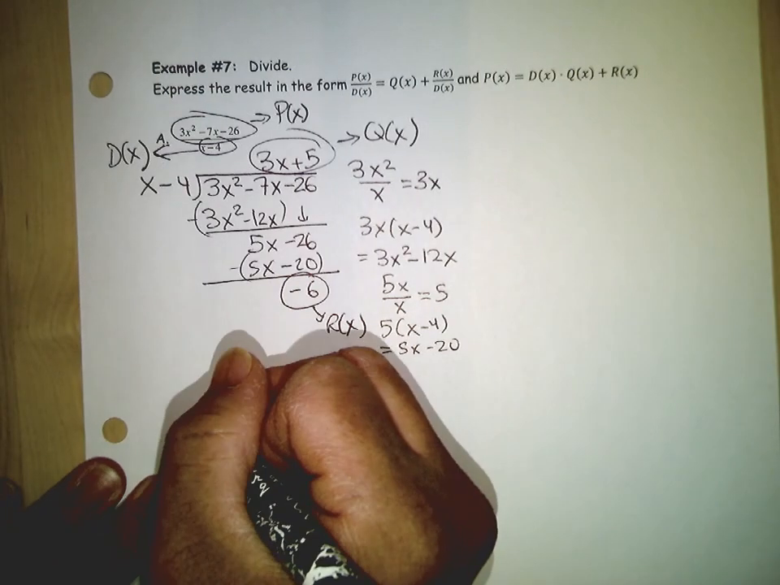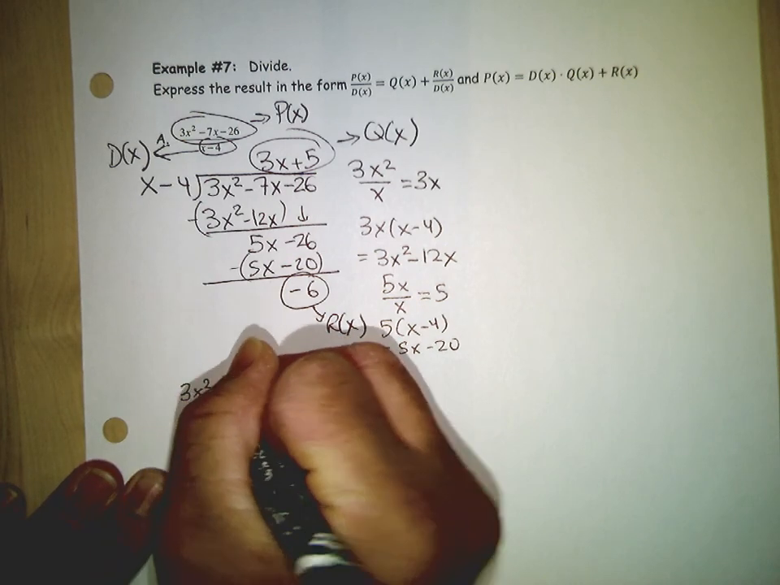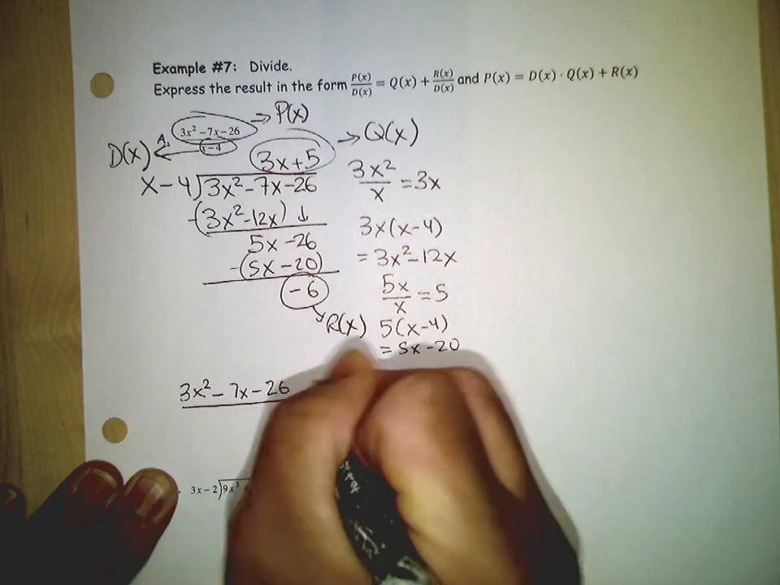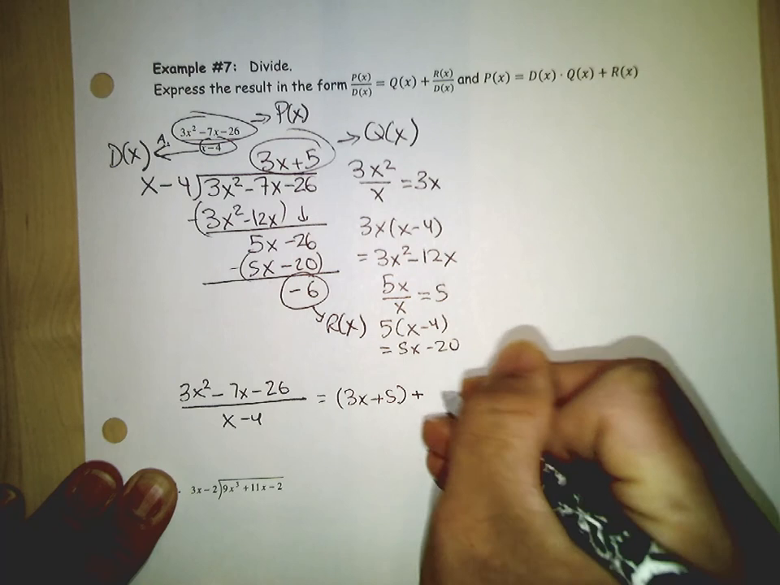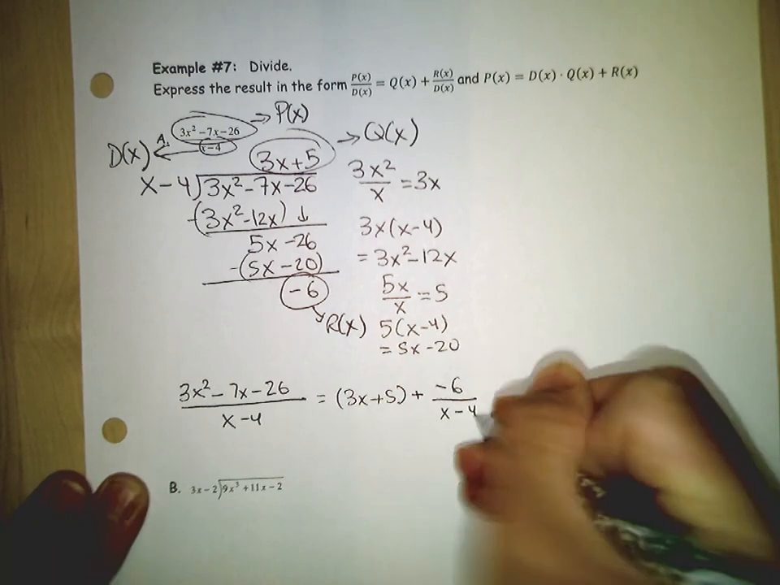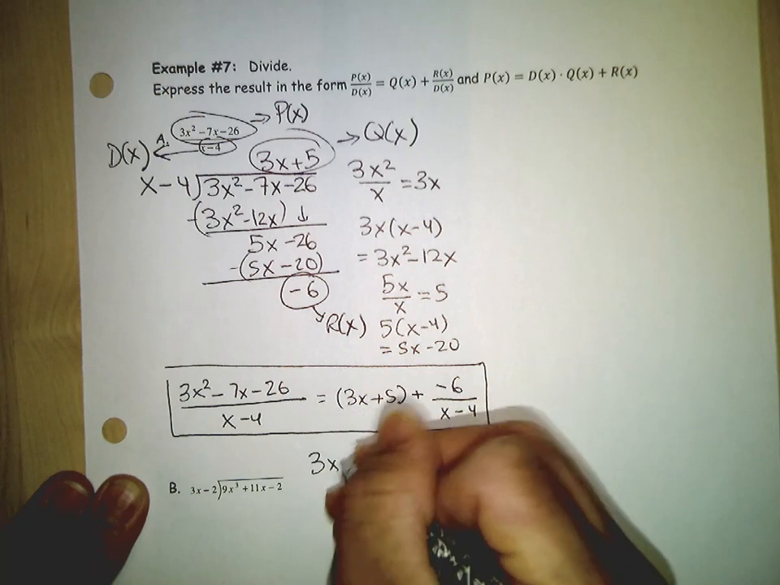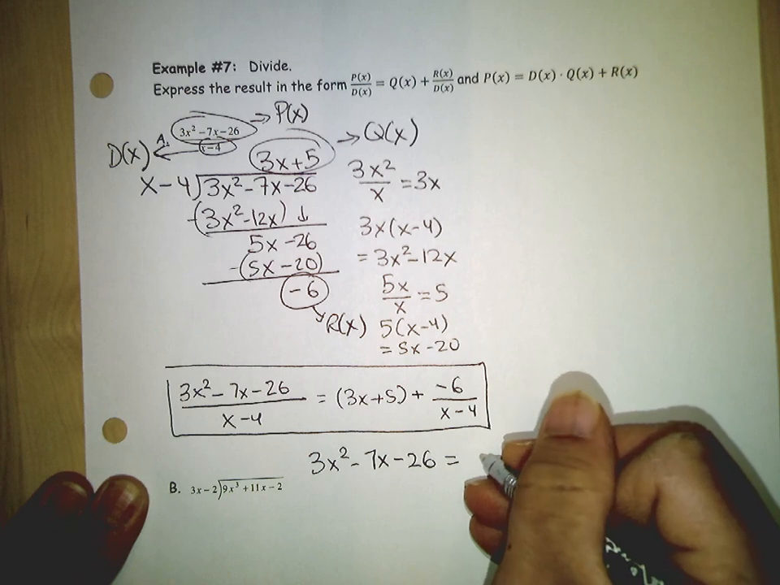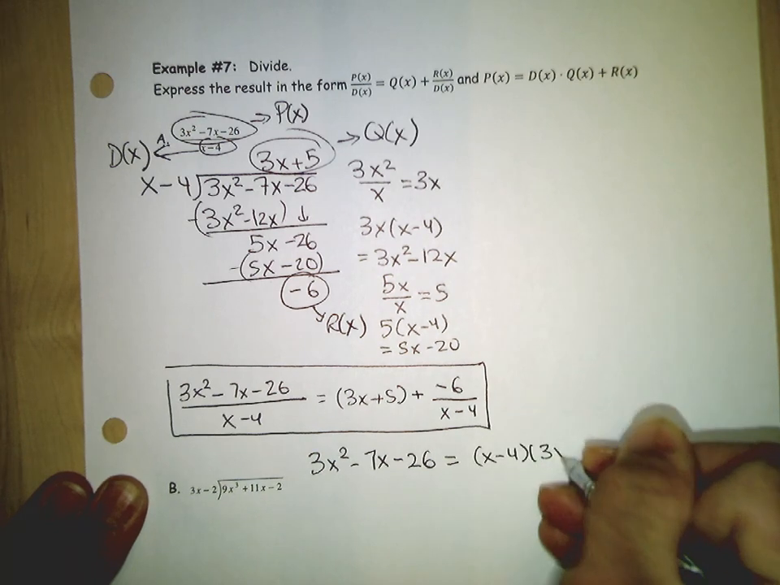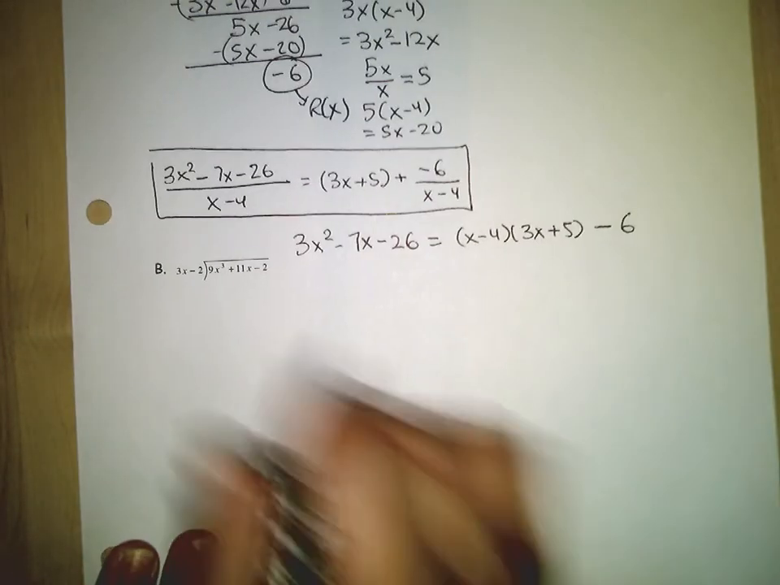So in the first form, I have that 3x squared minus 7x minus 26 over x minus 4 is equal to 3x plus 5 plus a negative 6 over x minus 4. That's the first form that we asked for. And the second form is 3x squared minus 7x minus 26 is equal to the x minus 4 times 3x plus 5, plus negative 6. All right, so now let's look at this next example.